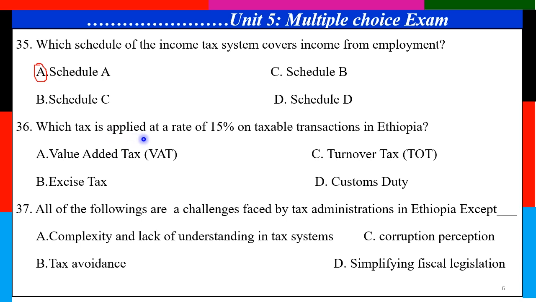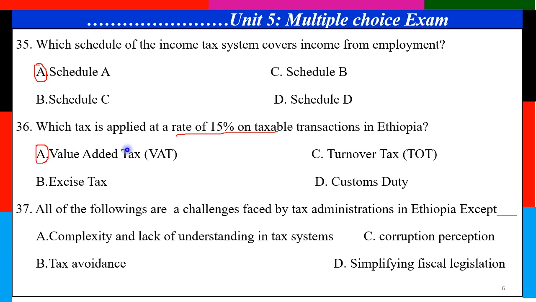Which tax is applied at the rate of 15% on taxable transactions in Ethiopia? A. Value added tax, B. Excise tax, C. Turnover tax, D. Custom duty. So the right answer for this one is what? Choice A.